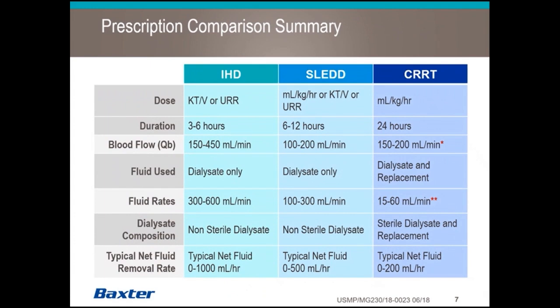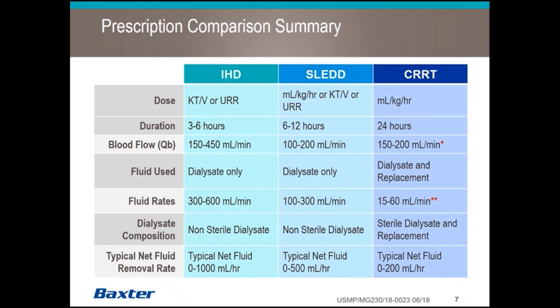This slide offers us a prescription comparison summary of the 3 most commonly performed dialysis or renal replacement therapy treatments in an ICU environment: IHD, SLED, and CRRT. As far as dosing, in IHD or SLED it is often done with a formula called Kt/V or URR, whereas in CRRT, dosing is in milliliters per kilo per hour. We'll discuss dosing more in detail later in this presentation.